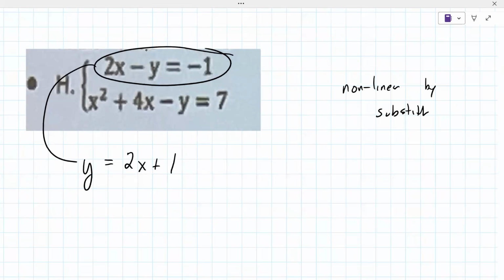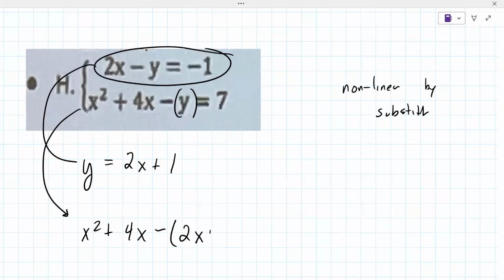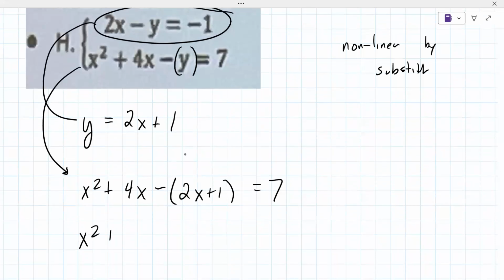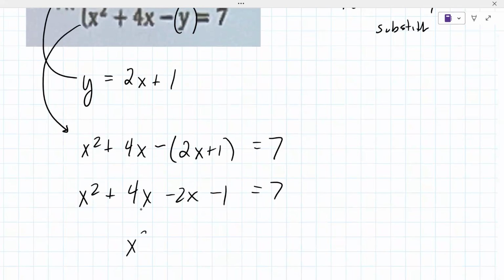Could be something like 2x plus 1. Is that what you got? All right, so now we're going to substitute in the other equation. Make sure you put it in parentheses. That way you get that negative to both terms appropriately. Otherwise, you might get a problem that has no solution. x plus 4x minus 2x minus 1 after taking out the parentheses equals 7x squared plus 2x minus 1 equals 7.